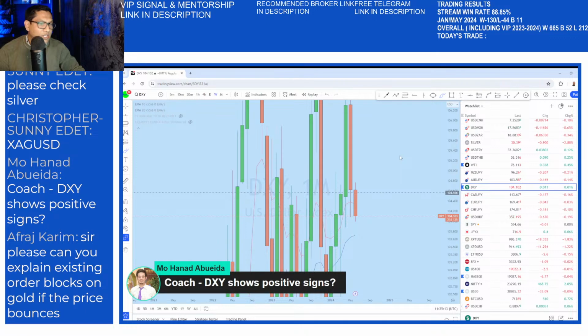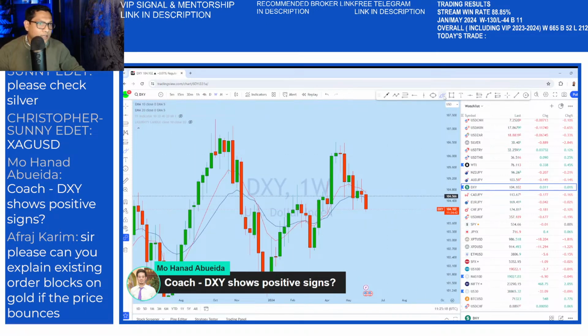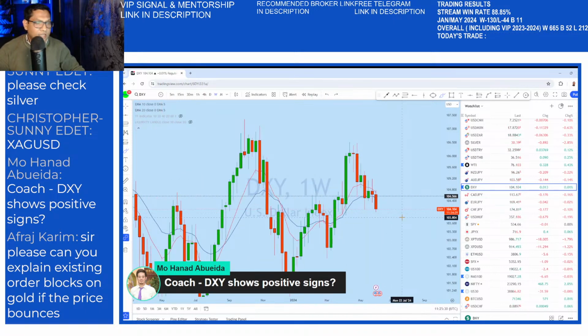Now, if we look at the weekly chart, we can see there is a bearish engulfer followed by another narrow candle, followed by a big bearish candle, followed by another narrow candle. If you have seen my weekly forex forecast, we also discussed the DXY, guys.